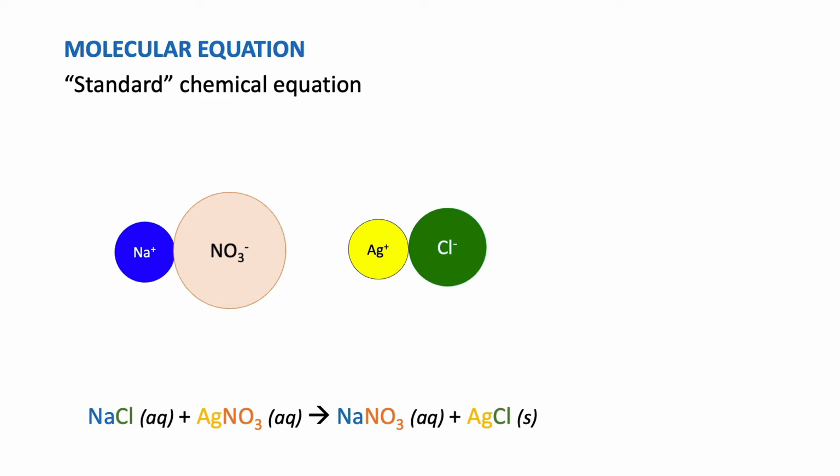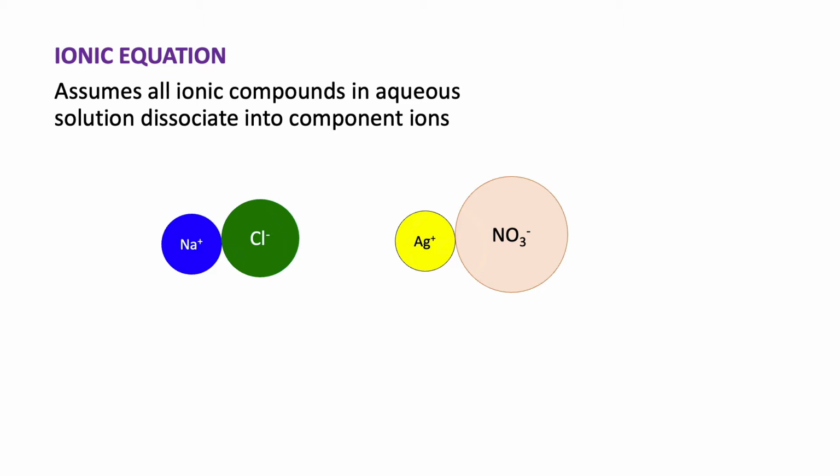Now, this was one of the example equations that I gave in my previous video, and you can see that both of the reactants and one of the products are aqueous, and our silver chloride is a solid. But when you're dealing with ionic compounds, or anything that dissociates in solution, it's helpful to write an ionic equation, which basically talks about the behavior of the ions in solution.